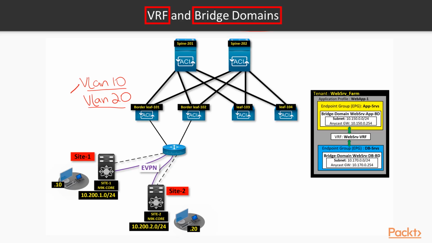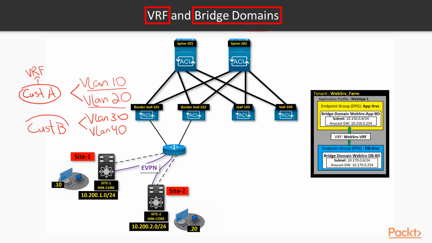So let's say we have VLAN 10 and VLAN 20. We don't want them to fall into the default VRF. We want to assign them a different VRF, and we say VLAN 10 and 20 is customer A. But then we bring another customer in, and we assign VLAN 30 and VLAN 40, and this will be customer B. Okay? This is a VRF for customer A. This is a VRF for customer B. I will not see any routes or any networks in customer B's VRF because I am in customer A.